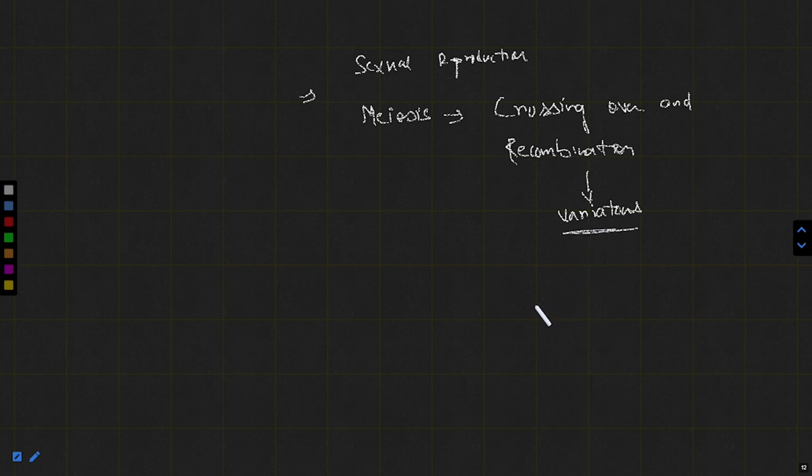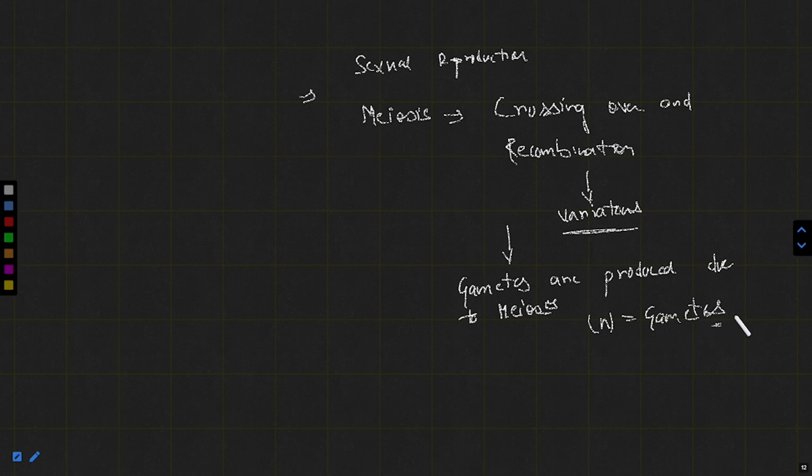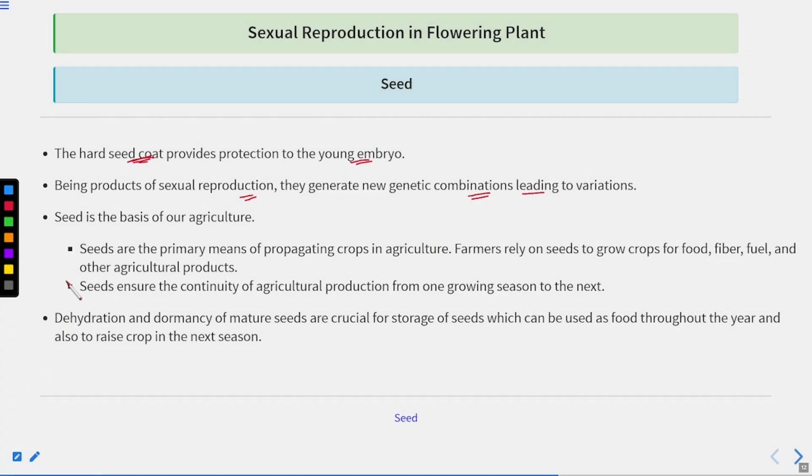So in sexual reproduction, meiosis takes place, and due to meiosis, what is produced? Gametes are produced due to meiosis. So they have n number of chromosomes. Gametes will have n number of chromosomes; they are haploid. Clear? Now you understand that the products of sexual reproduction generate new genetic combinations leading to variation. These new genetic combinations are because of the meiosis that is taking place. Okay, clear?